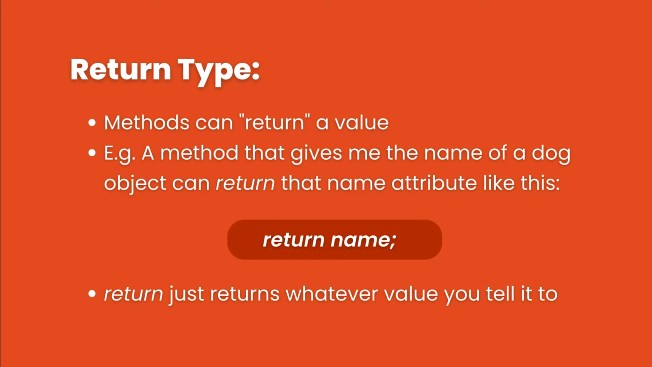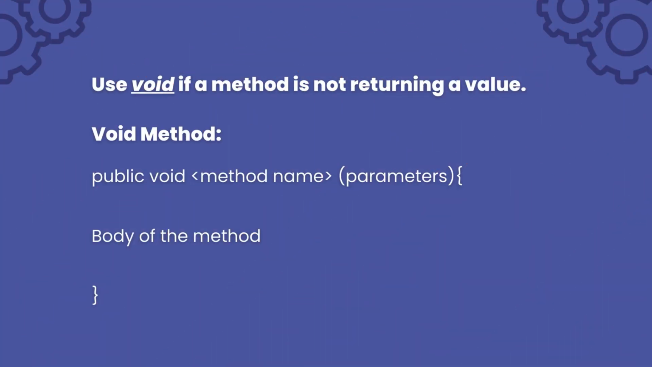In the syntax, where it says return type, what would I put there? Well, there are options. So, first of all, a method doesn't always have to return a value. If the method is not returning any value, then you would write void. So it will look like this.